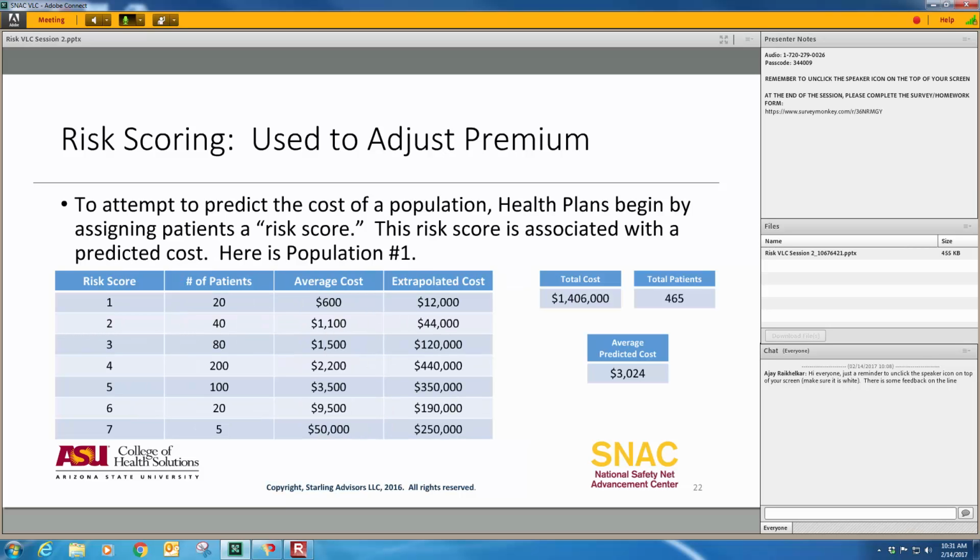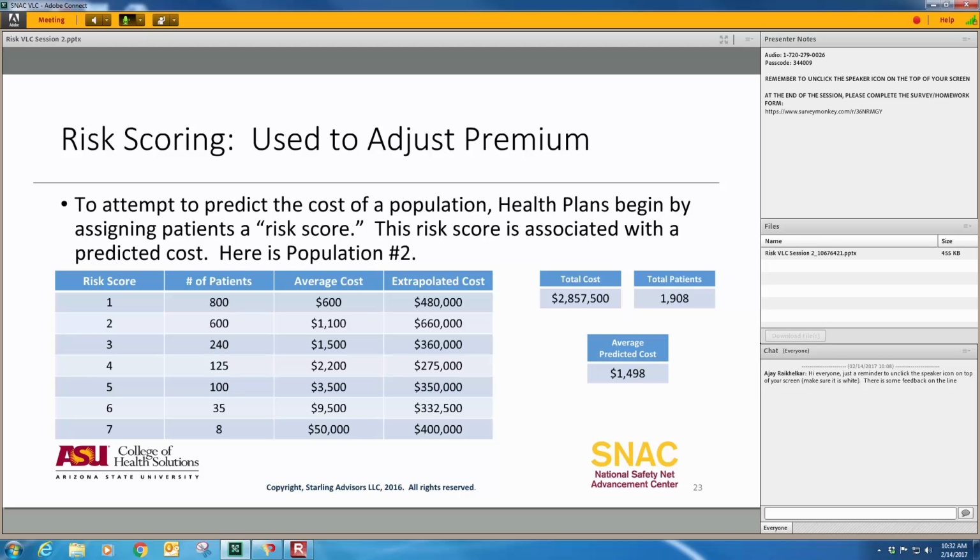But to really understand how this might play out, each risk score really needs to be essentially turned into an average cost. So if we took this average cost ranging from $600 to $50,000, you can see a plan could theoretically add up and reach essentially a total cost based on this weighted average method. And that's all this really is doing. So with 465 patients and a total predicted cost of about $1.4 million, each patient in this population would have an average predicted cost of about $3,000.